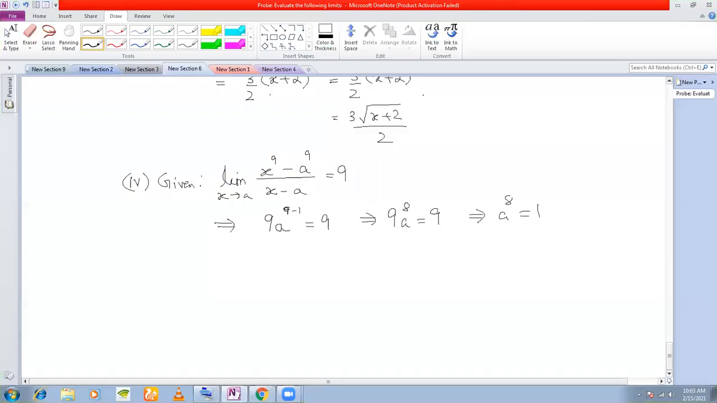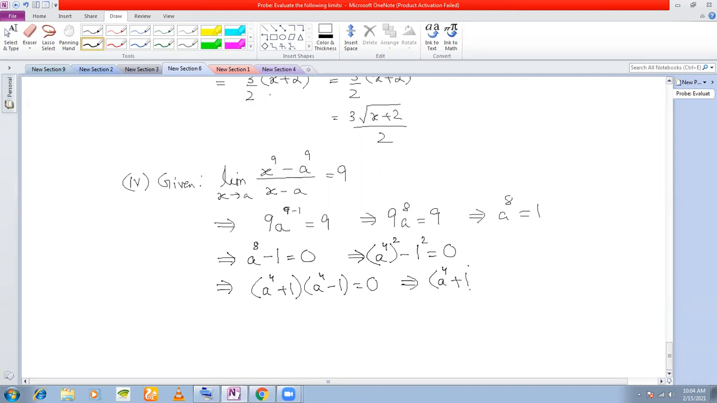Because if we take a positive or negative number, both will be squared and then it will become positive. You can write this as a to the power of 8 minus 1 is equal to 0, which can be written as a to the power of 4 squared minus 1 squared equal to 0, which can be written as (a to the power of 4 plus 1) into (a to the power of 4 minus 1) equal to 0. Again, you cannot do anything with a to the power of 4 plus 1, but you can split a to the power of 4 minus 1 as (a square plus 1) into (a square minus 1).